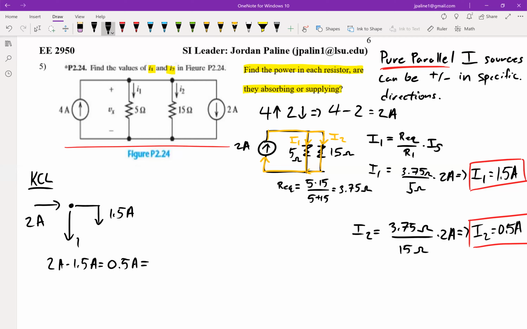Sorry, it's 1.5 amps right there. So 1.5 amps will be I2.